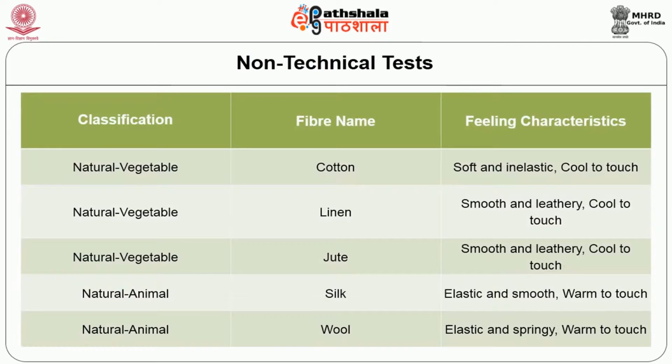So, under the classification of natural vegetable fibers, cotton is sensed through fingers. We can feel it as soft and inelastic and also cool to touch. Under the same category, linen is felt as smooth and leathery and cool to touch. Regarding jute, smooth and leathery, again cool to touch. Under natural animal fibers, silk is elastic and smooth, warm to touch. Regarding wool, elastic and springy and warm to touch.